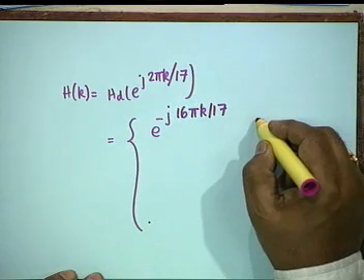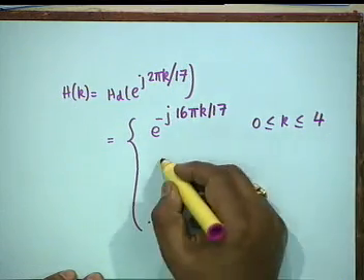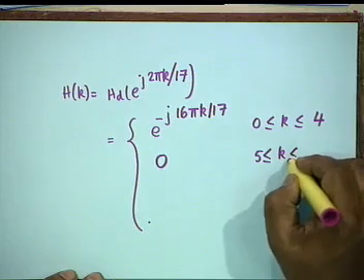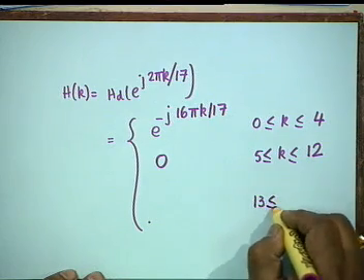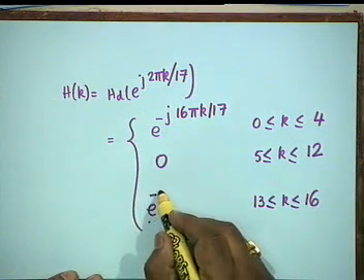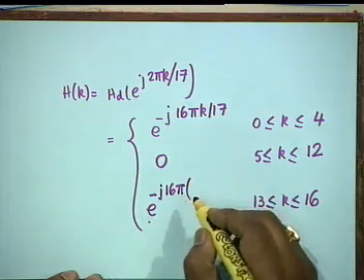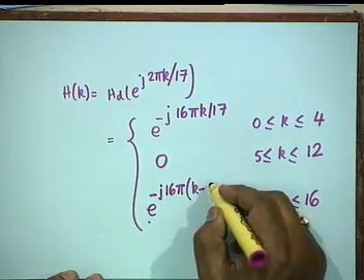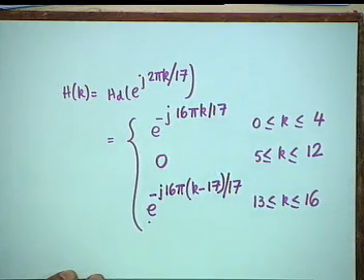Okay, this will be the story between 0 and 4. In between it is 0. Where from? 5 to 12. The next one starts at 13 and goes up to 16, and the value there is e to the minus j 16 pi, what would be? It was omega minus 2 pi, so (k minus 17) divided by 17. Is this clear?